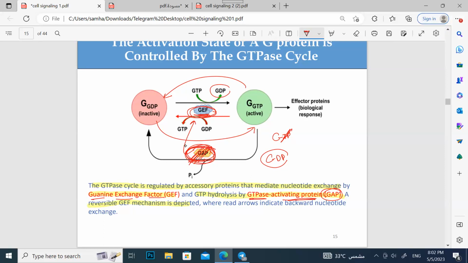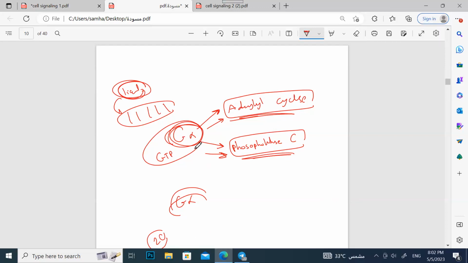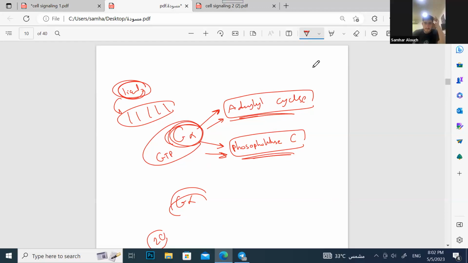Okay, another question. The adenylyl cyclase and the phospholipase C, what do they exactly do? We will explain them now after the checkpoint. We will explain the whole signaling pathway with them. But for now just know that it activates either one of these.